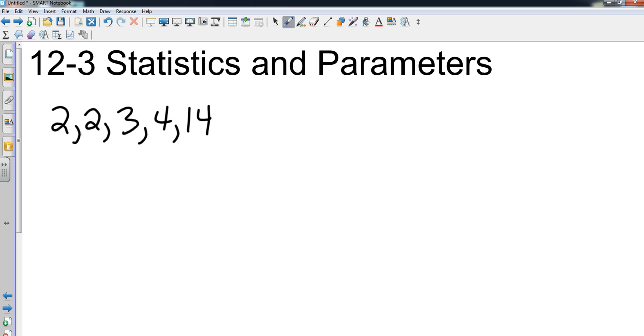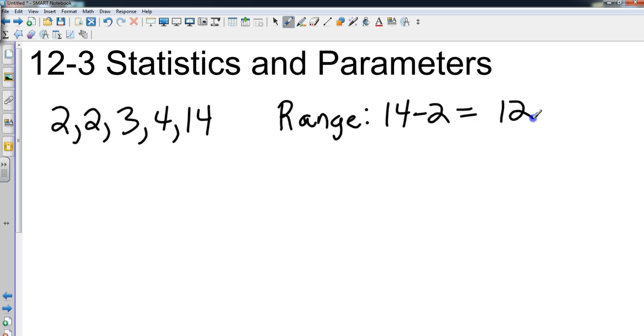With this information, we've got 2, 2, 3, 4, and 14. I've already put them in order from least to greatest, just in case we needed to do anything with it. A couple of things we're going to find. Just real quick, we're going to find the range, and the range is found by taking the maximum and subtracting the minimum. So we're looking at 14 minus 2. Oop, not times 2, minus 2. And so our range is 12. Pretty simple. Again, just maximum minus the minimum.